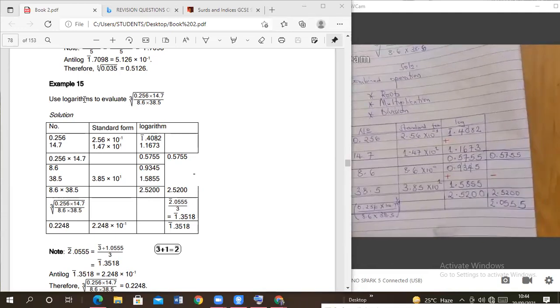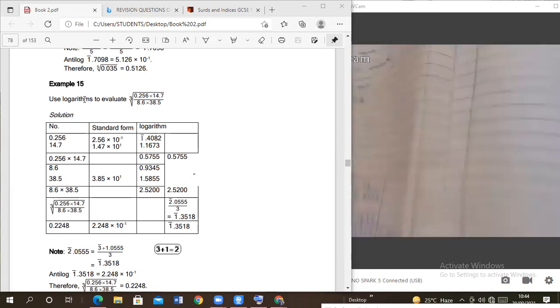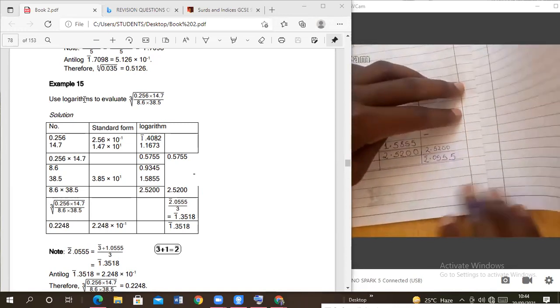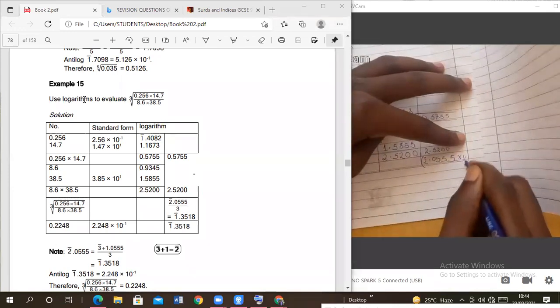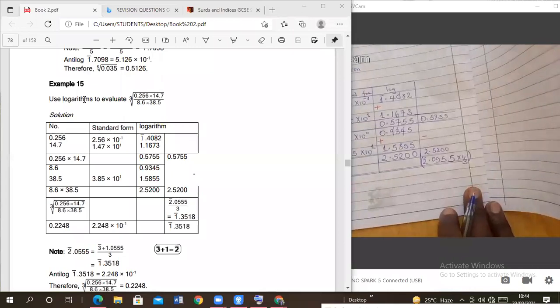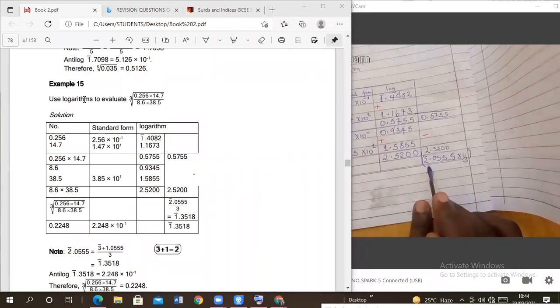But now we remember the power is a third. What did we say? If the number is raised to a power, we are going to multiply the powers. So we are going to multiply this one by a third. But remember, members, here we have a negative characteristic.